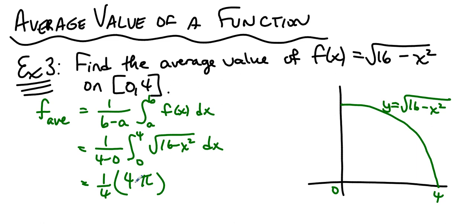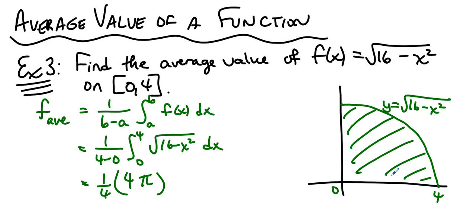What does that 4 pi mean? That 4 pi means that this area right here is 4 pi. But what if we built a rectangle with the same width, this same width, whose area was also 4 pi? Let's pretend that the purple rectangle had the same area as the green sector here. Well, if that's the case, if green and purple have the same area, then this height right here is my average.